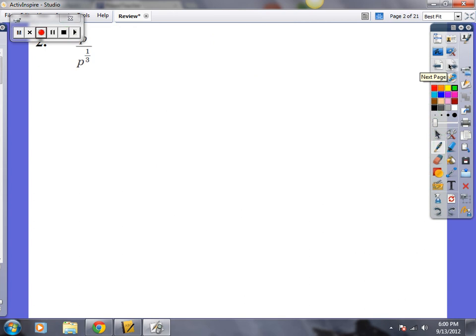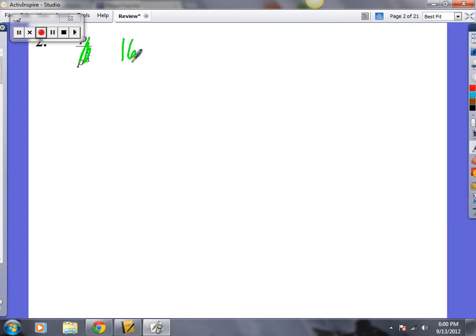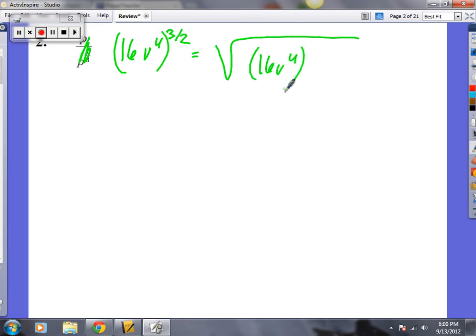Okay, now number 2. Let's change number 2. If you can solve this one, you're going to be in good shape. 16v to the 4th, all of that raised to the 3/2 power. Move number 1: let's express it as a radical. Anytime you've got a fraction for an exponent, what's really going on is some type of radical. So I'm going to take that 16v to the 4th and put it in parentheses. The tricky part: your denominator is going to go right here, that's your index, and then 3 is going to go right there.